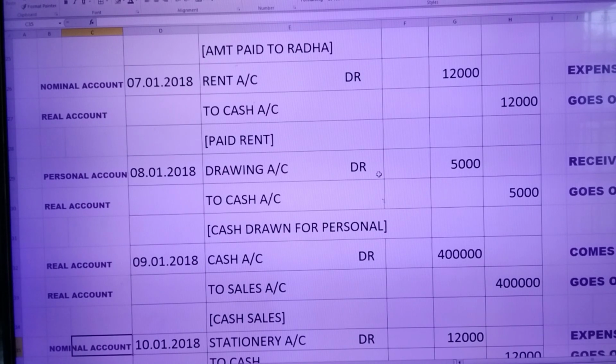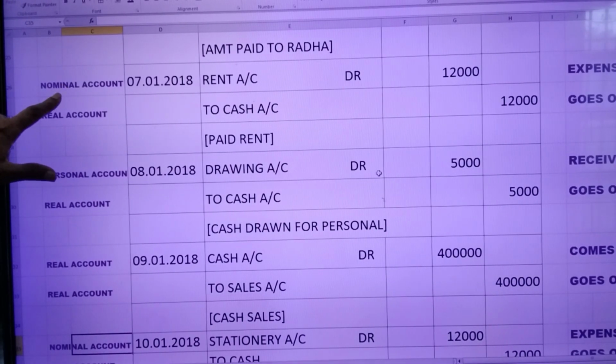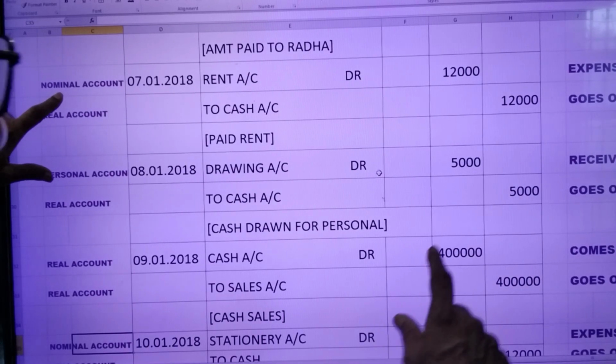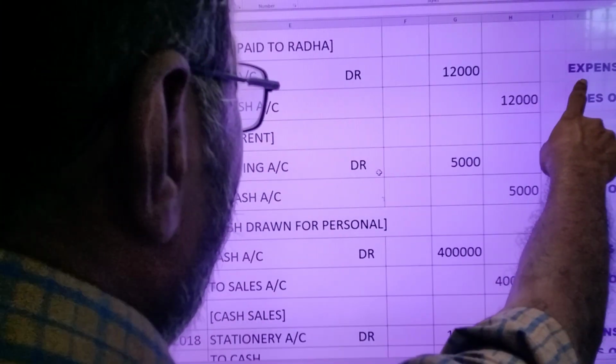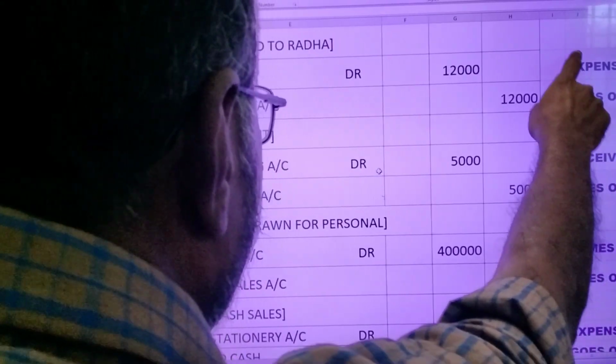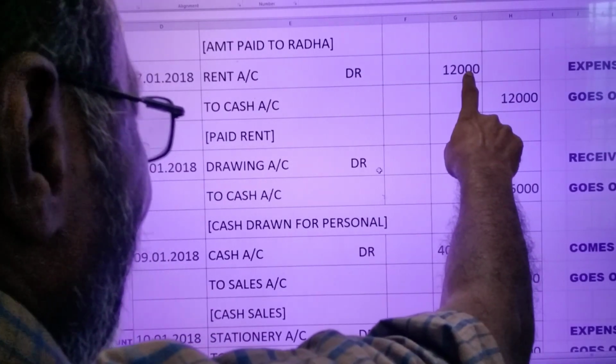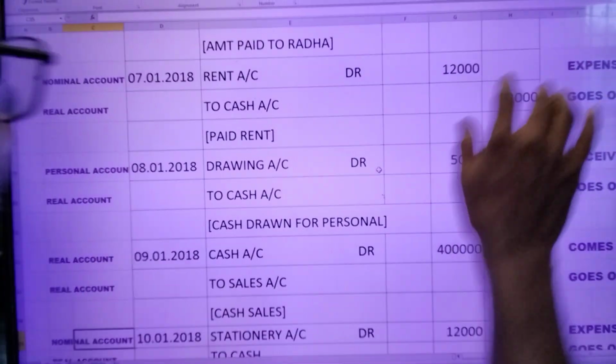Rent comes under which family? Nominal account. That's why in the description I wrote nominal account. At the same time, what is the rule telling? Golden rule: debit all expenses and losses, credit all incomes. And it is an expense. That is why I wrote expenses. Debit. That's why it is debited. That's why it's put in the debit column. So two confirmations are given. I think you are able to understand this clearly.